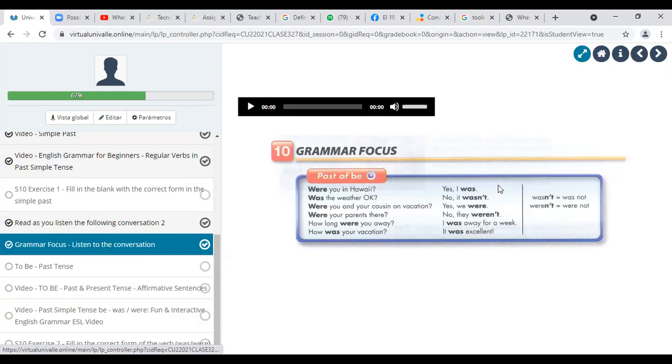It means that when we're talking about negative, we have the contraction. Was not, wasn't. Were not, weren't. You gotta be careful when it comes to pronunciation. So you need to emphasize the letter T at the end of the contractions in wasn't and weren't, okay?